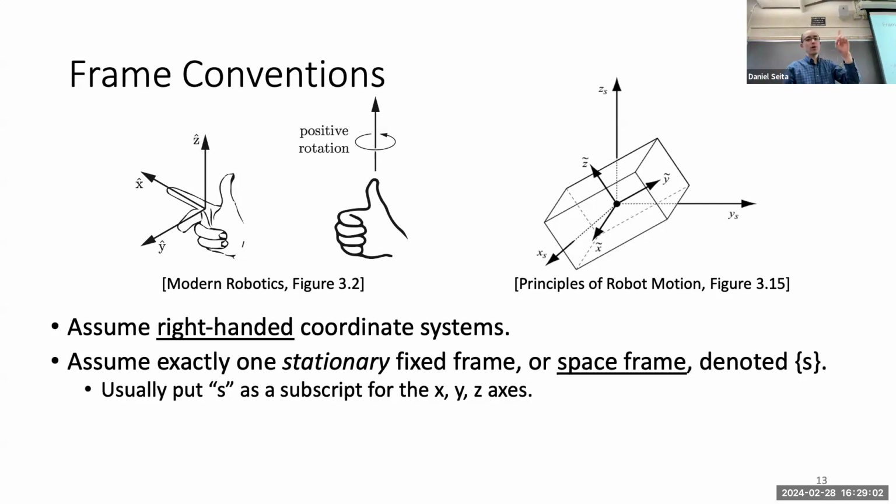And then we're using exactly one stationary fixed frame, or a space frame. Sometimes I call this a world frame because it's like the origin of everything, and that's always going to be fixed, right? The notation that we will use here is usually an S in the subscript. What this book does is put the x, the y, and the z, and then put the S in the subscript to show that it's the space frame. So this is the thing that's always there and it doesn't change.